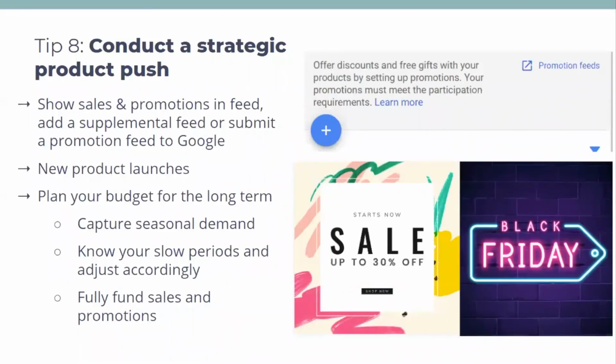Great. Talking more about details on strategy, tip 8 is about conducting a strategic product push. Before we talk about that, I think we need to talk about budget. You really need to, especially in e-commerce, plan your budget for the year, or for the long term at least. If you have a seasonal product, like you sell camping equipment, your good season is spring and summer, when you can go camping. So know your slow periods, know your warm periods, and adjust your budgets accordingly per month.